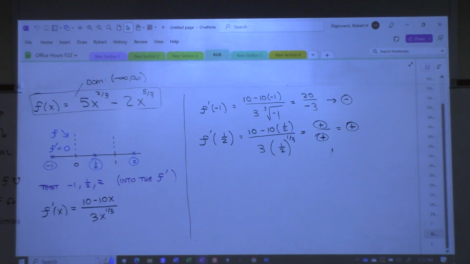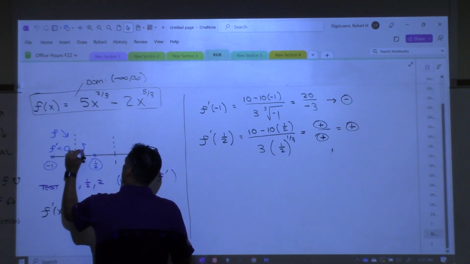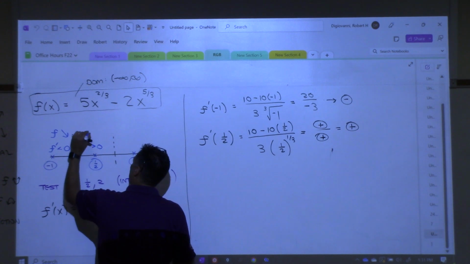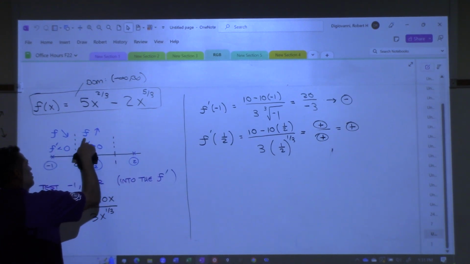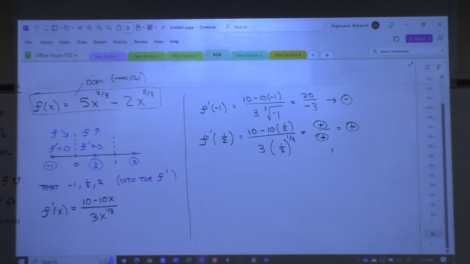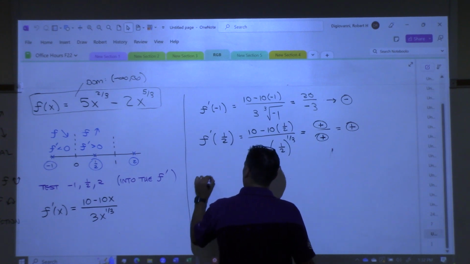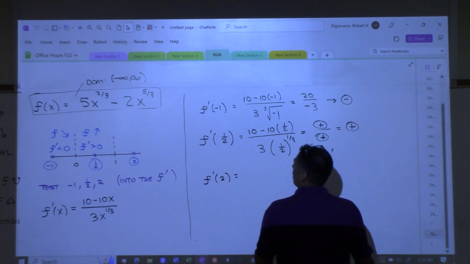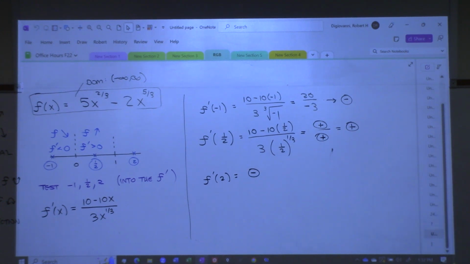Any questions there? All right, so that means that in this middle region, my derivative is positive, and that means my original function is going up, right? The derivative is positive, which means the original function is going up. The derivative is negative, which means the original function is going down. And now plug in 2, right? If you plug in 2, you can check for yourself, you should get a negative. I'm not going to show that.